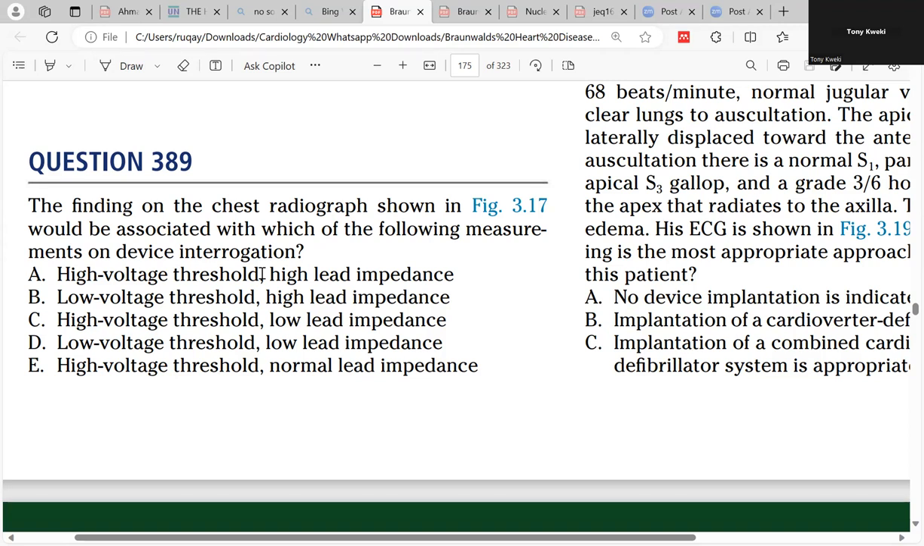So the voltage threshold and the lead impedance are used to diagnose different causes of pacemaker dysfunction. Because if a pacemaker is malfunctioning, you don't want to have to remove the whole thing to know what is happening. You would like to know what's happening so that you could solve the specific issue. So ranging from lead dislodgement, problems with the insulation of the lead, lead fracture and things like that, all of them have a particular pattern of what they give with regards to the voltage threshold and the lead impedance.